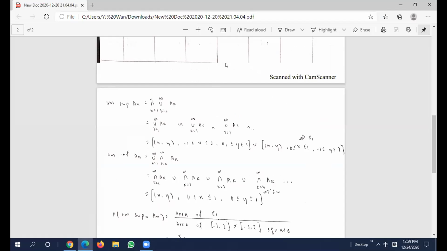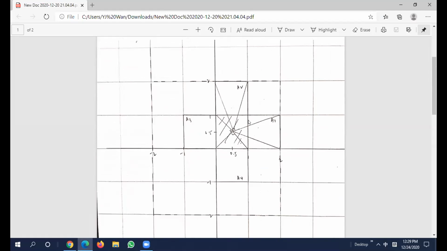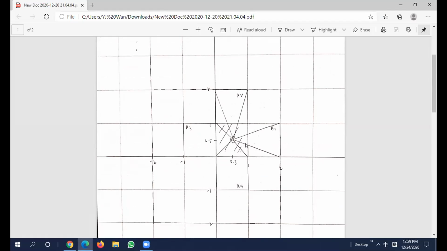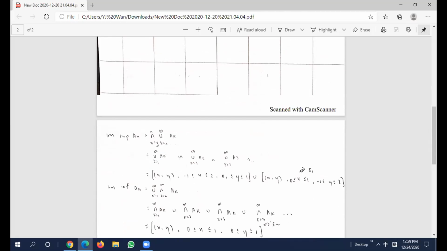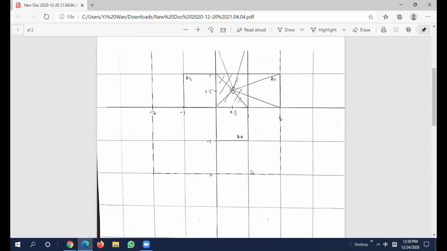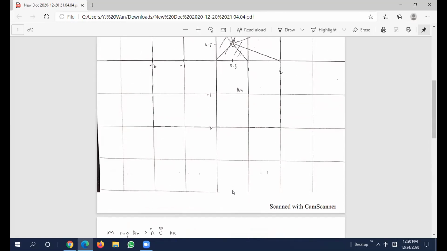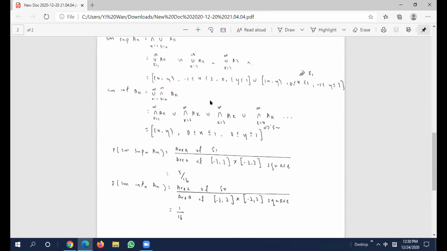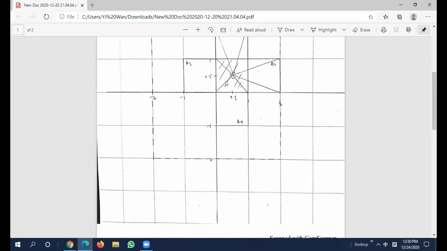Basically, the first thing I did is I sketched out the graph. The question gives that A1 is xy, where x is between 0 and 2, and y is between 0 and 1. And A2 is basically a 90-degree rotation at the point (0.5, 0.5). So this is A1, this is A2, this is A3, A4, and when it comes to A5, it will rotate back to A1, and this is a cycle. As we know, the formula for lim sup a_n is the intersection of all unions. I will get the cross as the region of lim sup a_n, while for lim inf a_n it is the union of all intersections. So we are getting the middle box as the points for lim inf a_n.